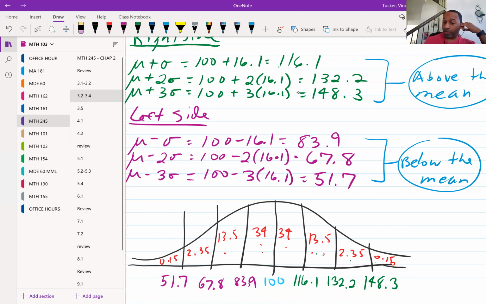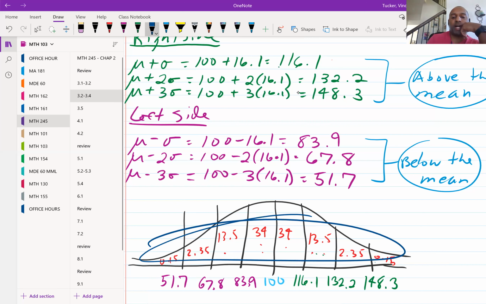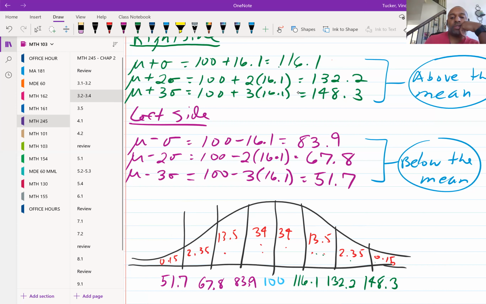So notice the mean is in the middle, 100. And then to the right, I have my green numbers, which are adding 16.13 times. And then to the left, my purple numbers, subtracting 16.13 times. Once again, these percentages do not change. They hold true and stay the same regardless of what numbers are going down at the bottom. And they all add up to 100%.